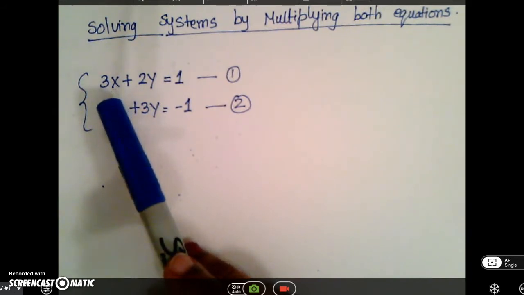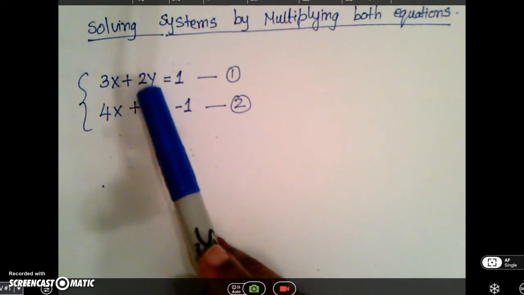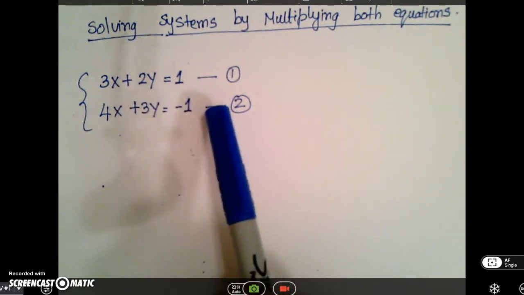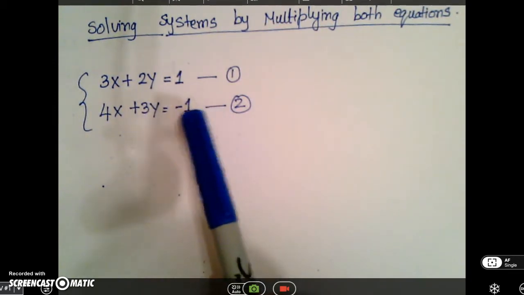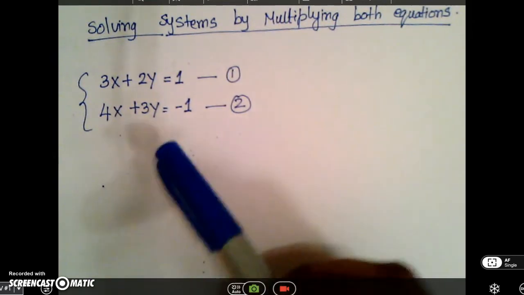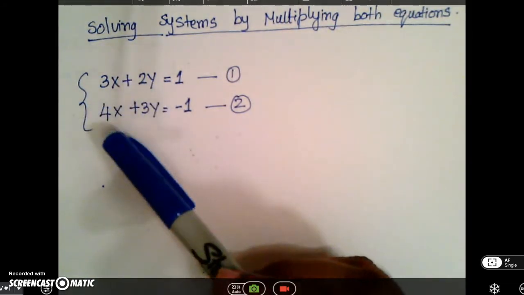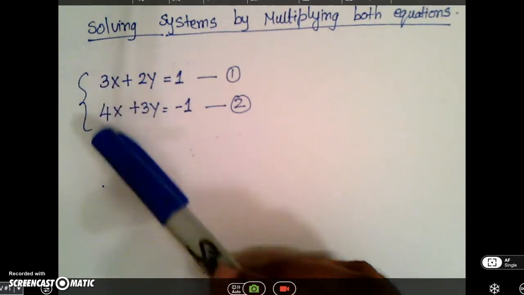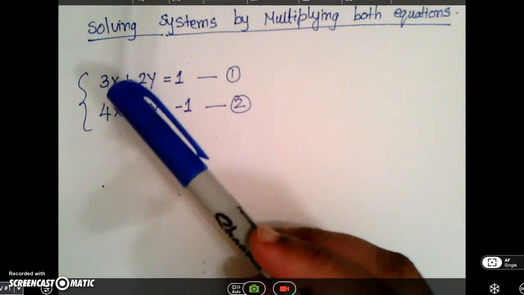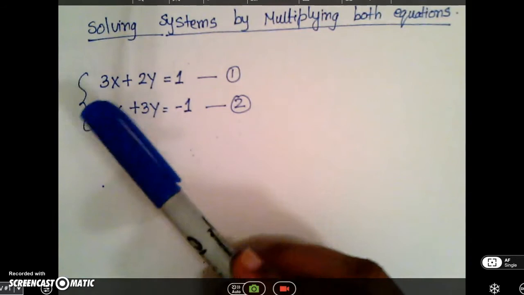It's not possible. Or if I want to eliminate the y, I should be able to change the 2 to a 3 or the 3 to a 2 just by multiplying one of the equations by a whole number. It's not going to happen. So what can I do? I want to change one of the variables to have the same coefficient in front of it. So can I change both of them then so that it becomes the same? So what can I do?